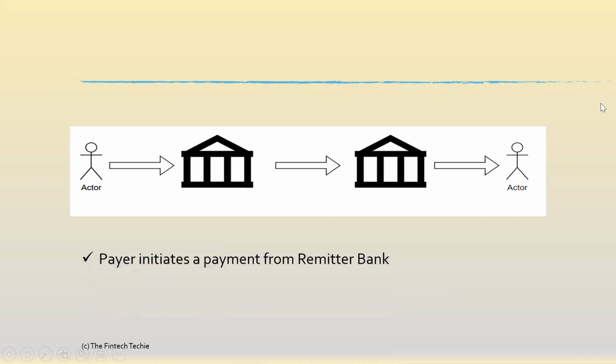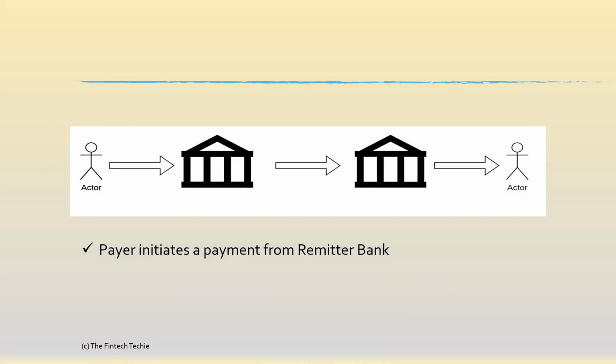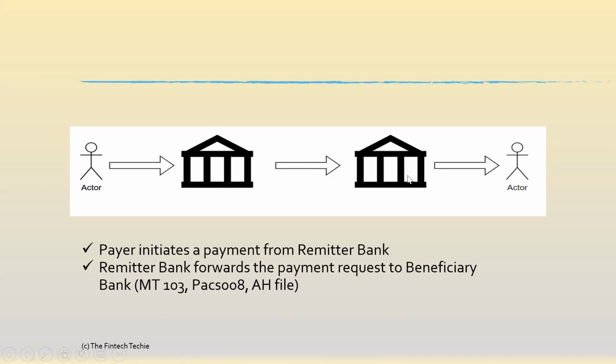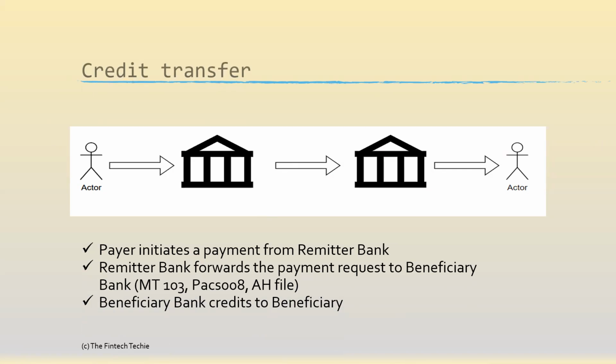So in this, the payer initiates a payment from his bank, known as the remitter bank. The remitter bank in turn forwards the payment request to the beneficiary bank in the form of an MT103 or a PACS.008 or an ACH file. The beneficiary bank, on receiving it, will credit the beneficiary. This is a very simple case of a payment transfer, otherwise known as a credit transfer. So here, the remitter is initiating the payment and the money is received by the beneficiary.